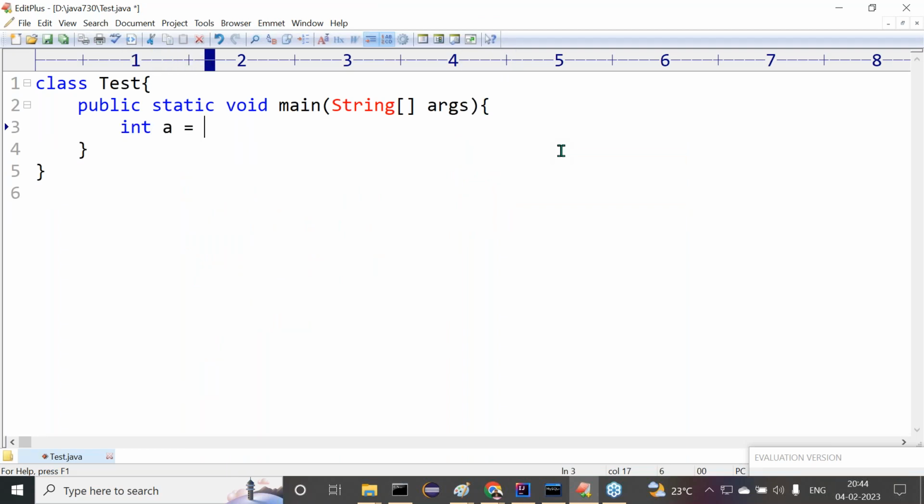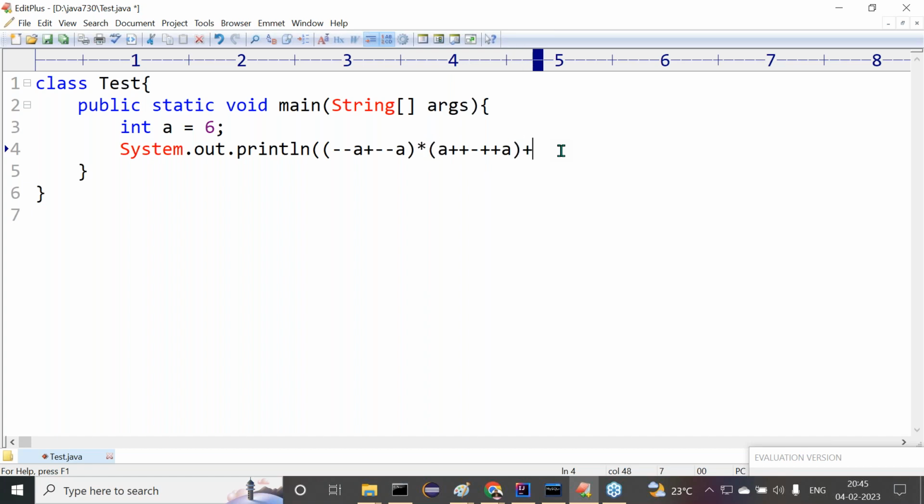int a is equal to 6. System.out.println of minus minus a plus minus minus a star a plus plus minus plus plus a plus plus a minus a plus plus star minus minus a minus plus a.